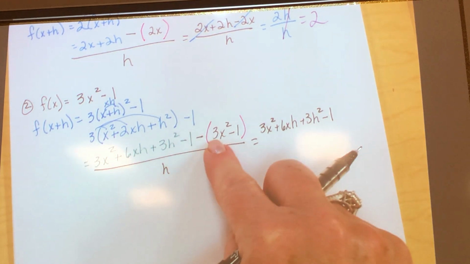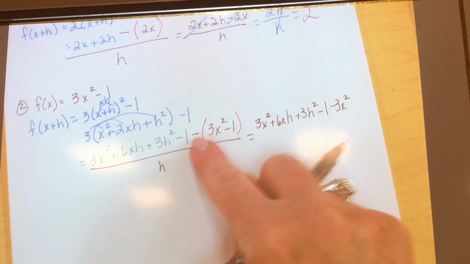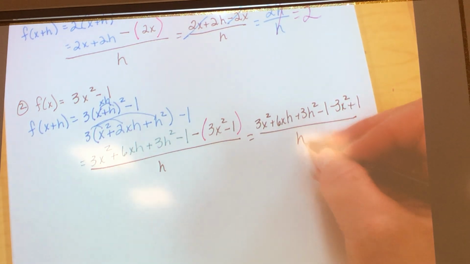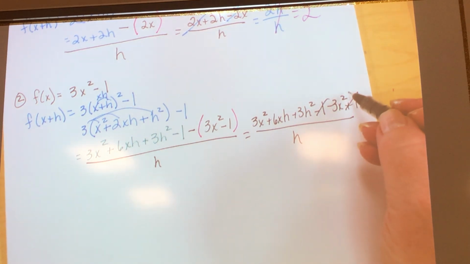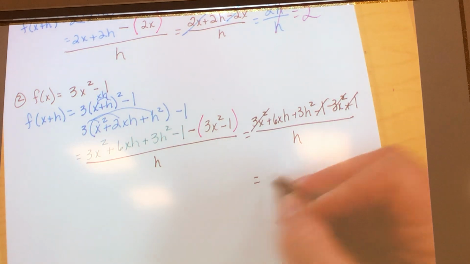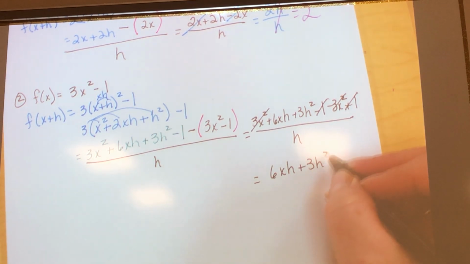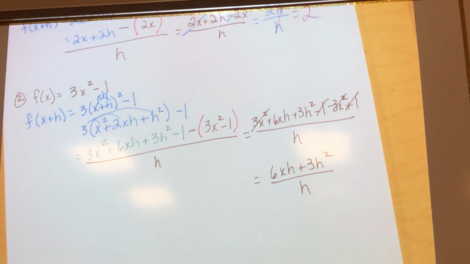What's the opposite of a positive 3x squared? Negative 3x squared. What's the opposite of a negative 1? Plus 1. Who disappears? The ones and the 3x squares. Anything else? No. So I'm left with 6xh plus 3h squared, all over h. Can I reduce it? Yes, by h.